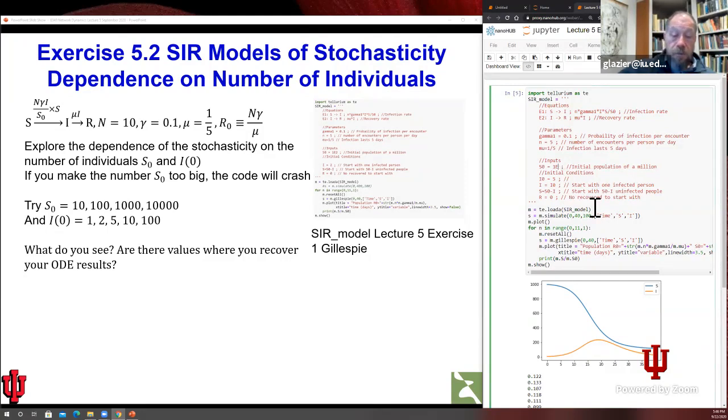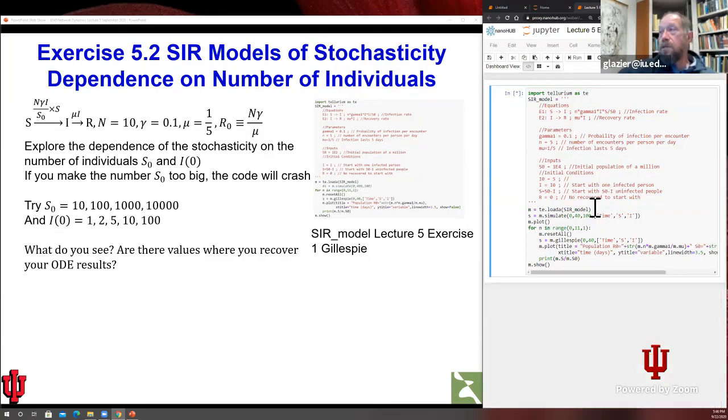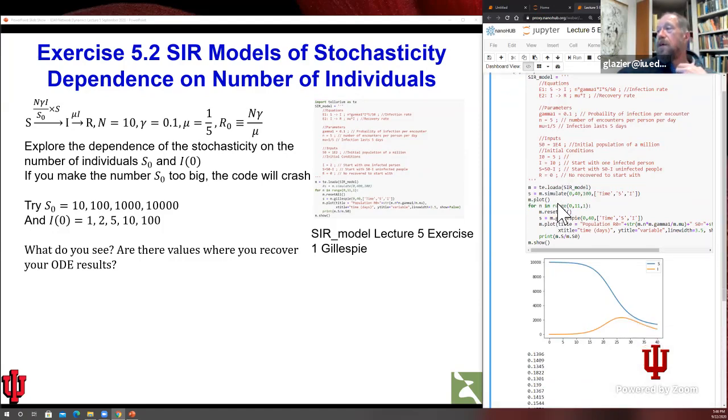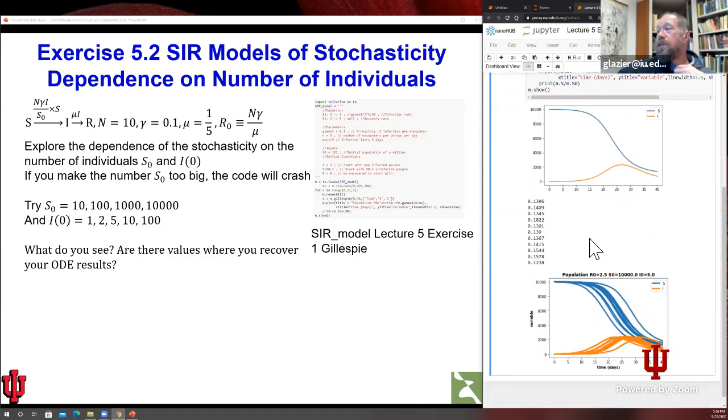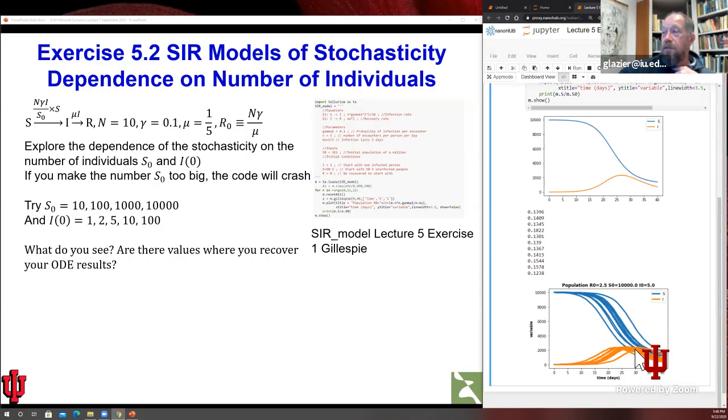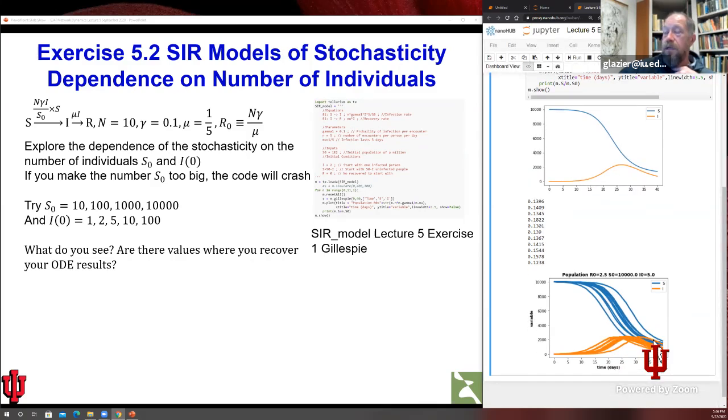If I go to 10 to the 4th, at some point this will get so slow that it's not very helpful anymore. Actually, I went to 10 to the 4th and it didn't change much. In fact, it looks like the stochasticity went up a little bit. Notice that there's one case here, this orange line on the right, where everything seemed to happen a lot later.